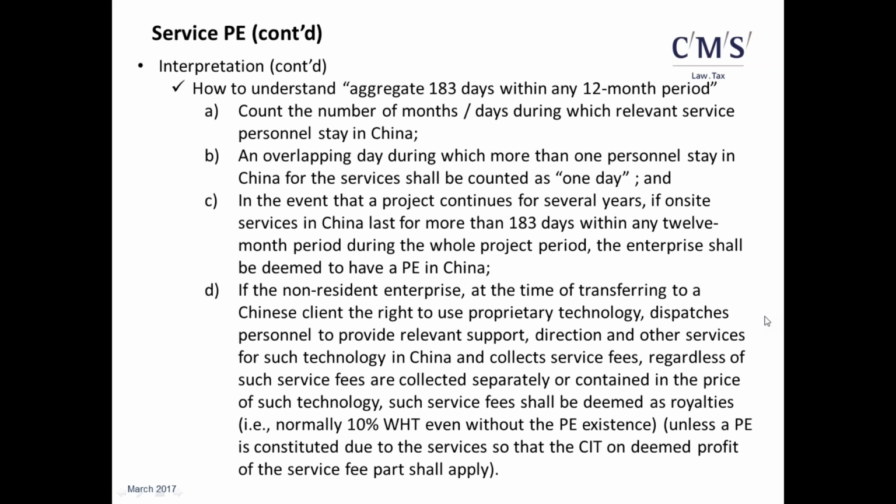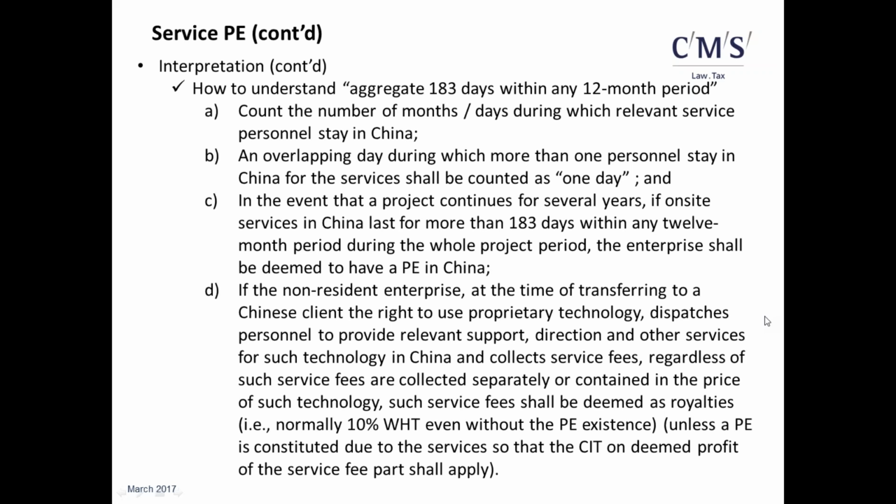And point C is in the event that the project continues for several years. If on-site services in China last for more than 183 days within any 12-month period during the whole project period, the enterprise should be deemed to have a PE in China. So it means that this 12-month period is not confined to a calendar year. It relates to any consecutive 12-month period on a rolling basis.